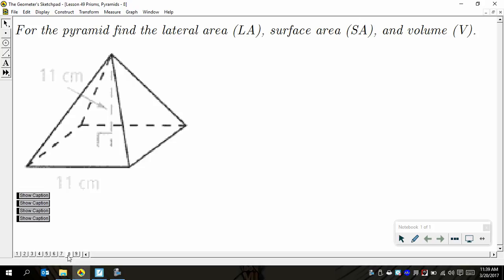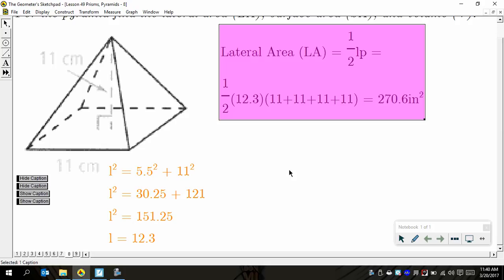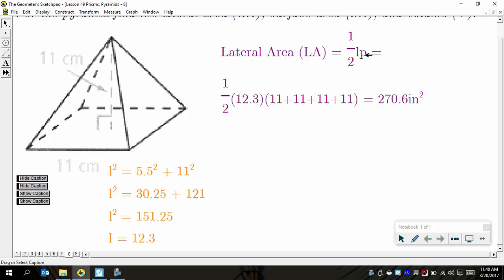So pause here and find these three values. So we've got to find the slant height first by using Pythagorean theorem. We can use that slant height. We can use the perimeter of the base, which is 11 plus 11 plus 11 plus 11, to get the lateral area.